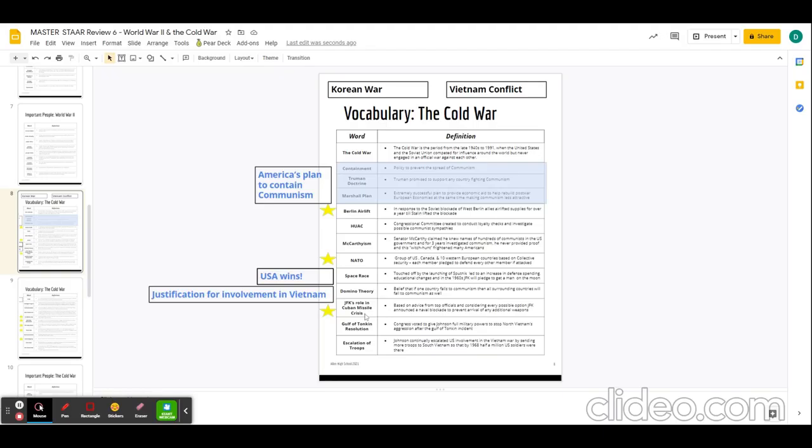Another key event to remember is the Cuban Missile Crisis and JFK's role in that. Remember, Cuba is just 90 miles off the south coast of Florida. When our U-2 spy planes were zooming around, they captured images of the nuclear missiles, the warheads there in Cuba pointed at the United States, which led to all-out panic in the United States government in trying to get these missiles removed without beginning nuclear war.